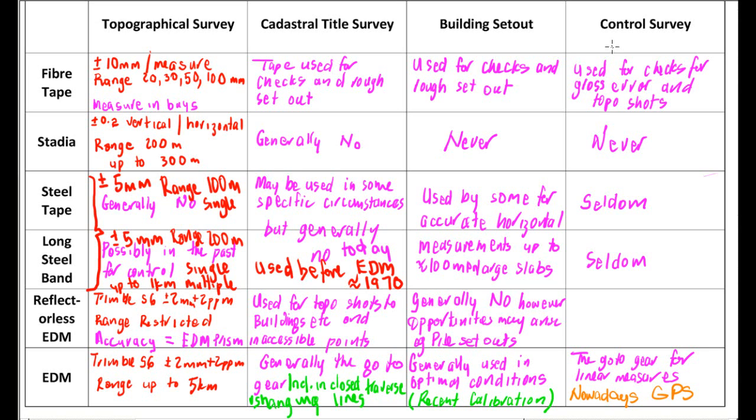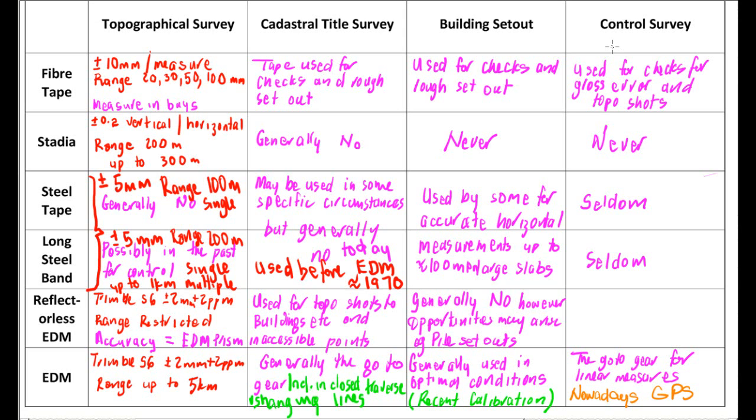So you can, however, measure in bays. You could measure 5 20-meter bays to get 100 meters, but obviously that'd be 10 mils per measurement. So these are not the most accurate tape in the drawer, so to speak, but they do have their uses and are pretty fine for a topographical survey.